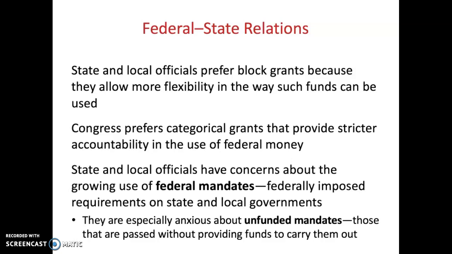You'll notice that the federal government in the last decade or so is favoring unfunded mandates and also favoring more categorical grants rather than block grants.